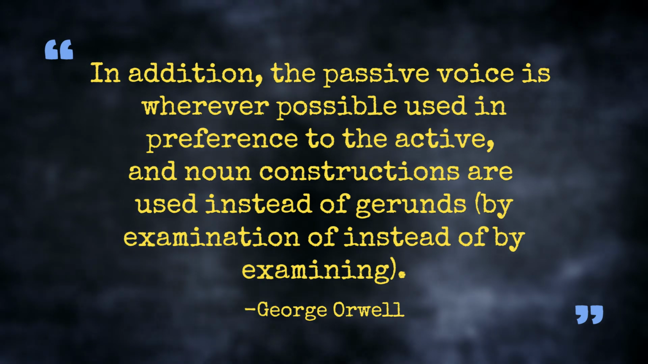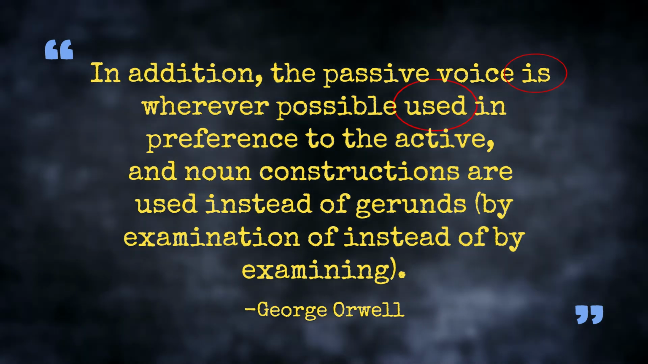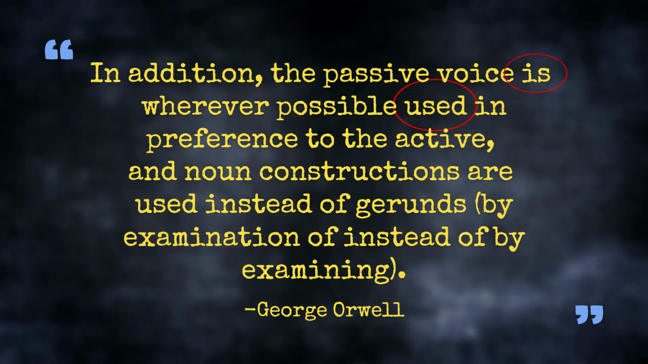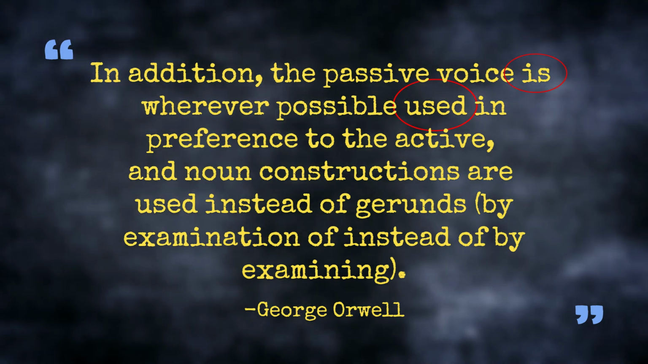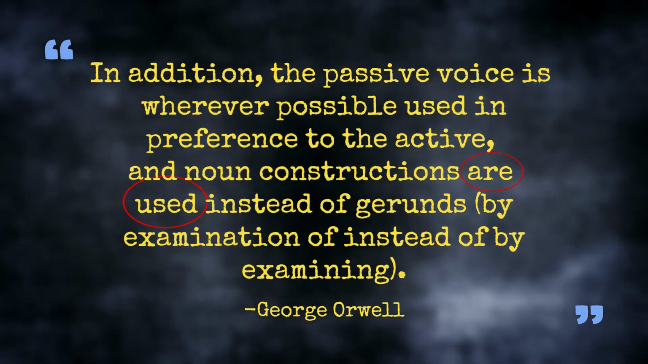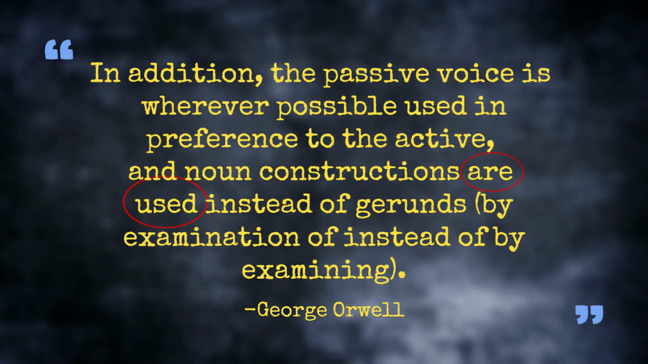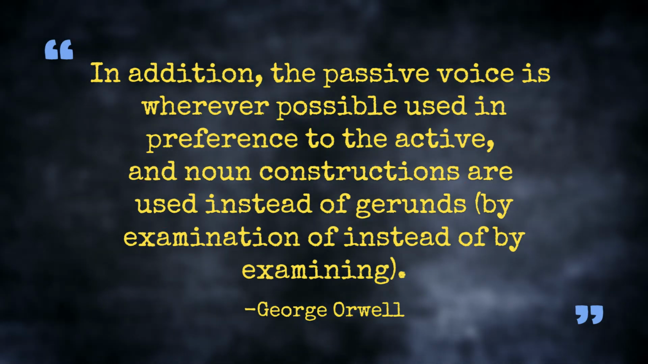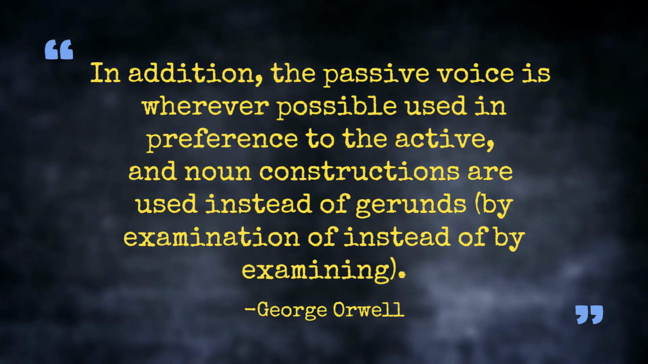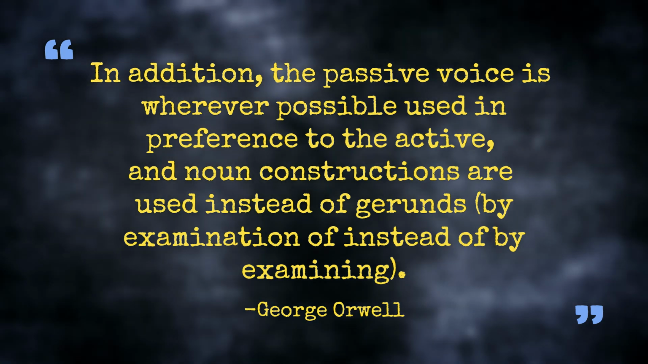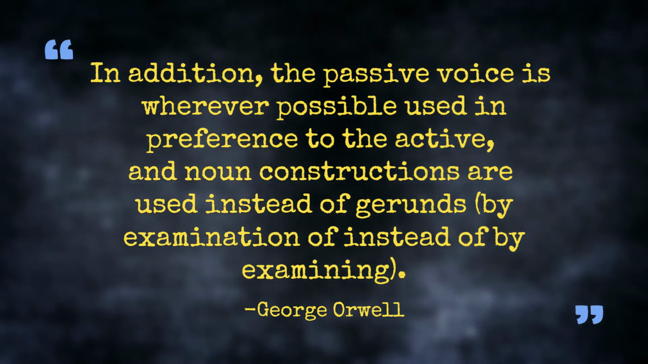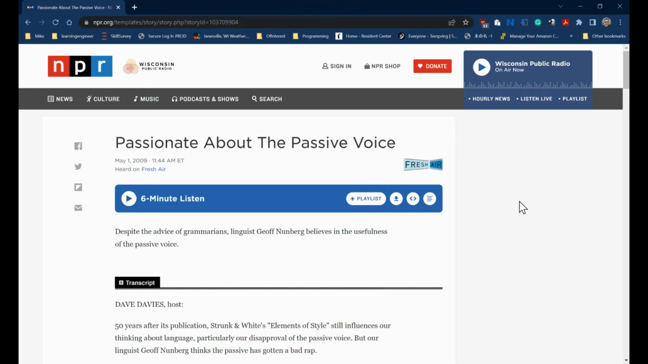In the first independent clause, the passive construction consists of "is used." In the second independent clause, the passive construction consists of "are used." So, Orwell uses the passive construction to tell us not to use the passive construction. That's ironic. So, there you are. There is nothing wrong with the passive voice. For a more in-depth look at this issue, I recommend the article, "Passionate About the Passive Voice" by Geoff Pullum.